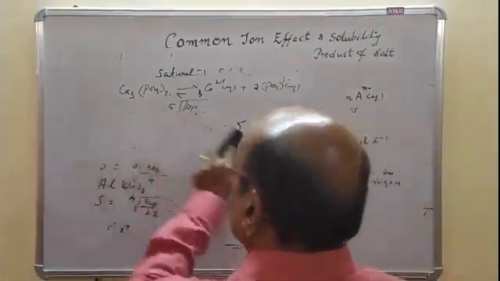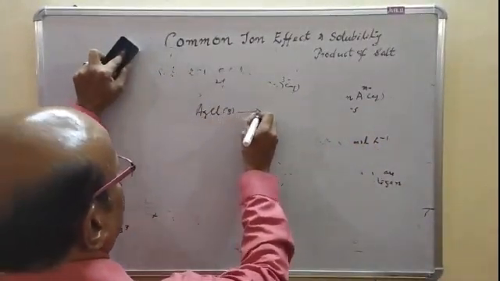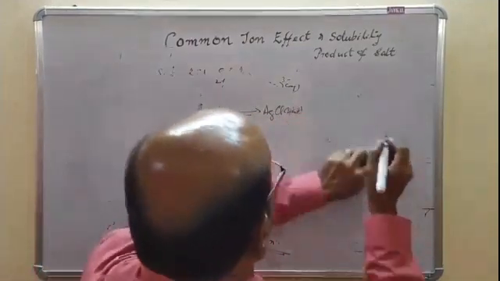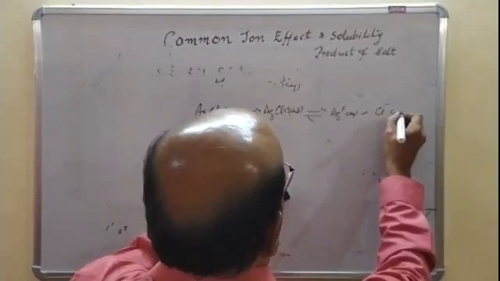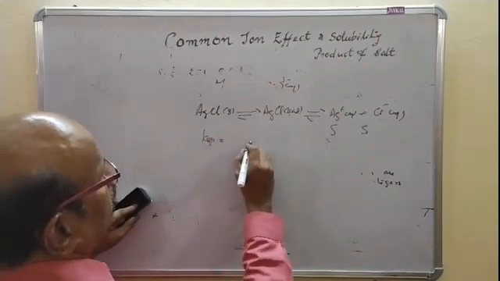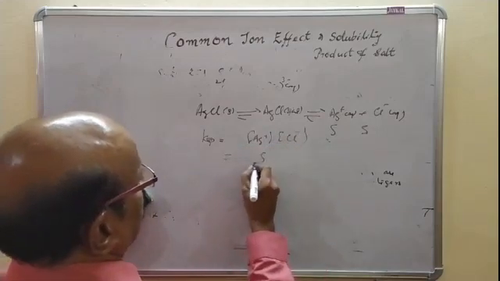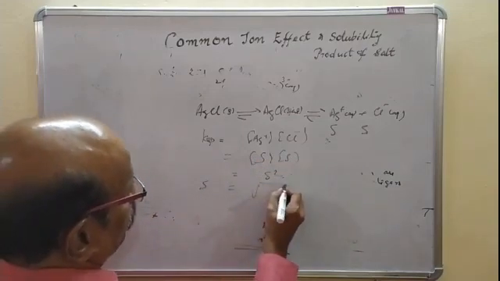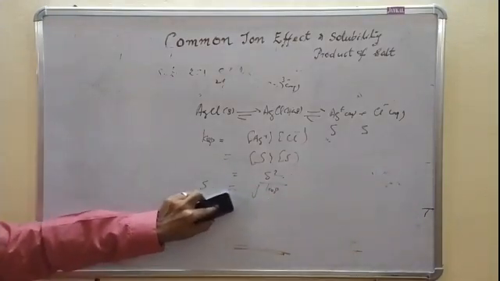Generally, you are asked to calculate the solubility product of AgCl. Okay, so AgCl solid in a saturated solution. You have AgCl dissociating into Ag plus aqueous plus Cl minus aqueous. We have S, therefore Ksp is equal to Ag plus into Cl minus. So we have S into S, that is S square, therefore S is the square root of Ksp. So this is generally what you are asked to calculate.